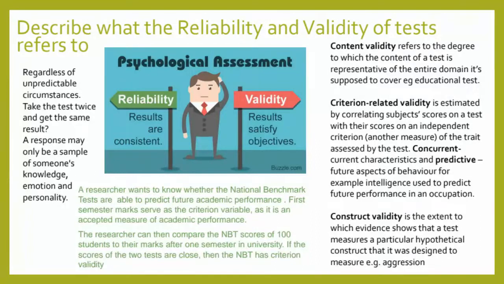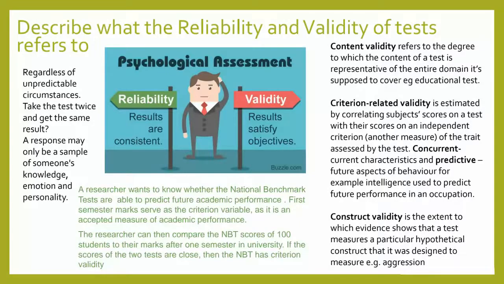Criterion-related validity looks at your score on a test and compares it to a different test that's also testing the same thing. It's estimated by correlating the subject's score on one test with their score on another test that's measuring the same thing. Is the criterion valid? You have concurrent validity, which looks at your current characteristics, and predictive validity, which predicts future aspects of behavior.